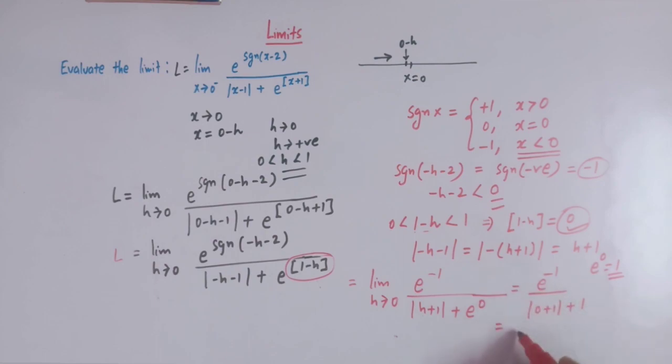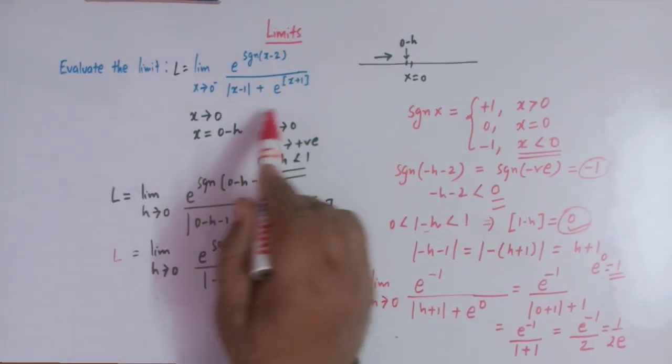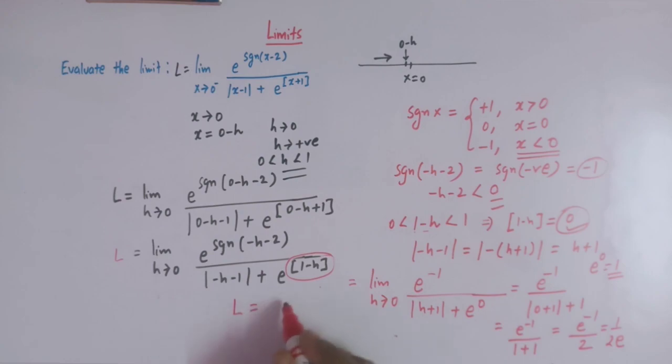Here we have e raised to -1, and mod of 1 is 1, so we have 1 plus 1, and this is e raised to -1 over 2, which is equal to 1 over 2e. So the value of this limit is 1 over 2 times the exponential number. So viewers, this is how we can solve this limit.